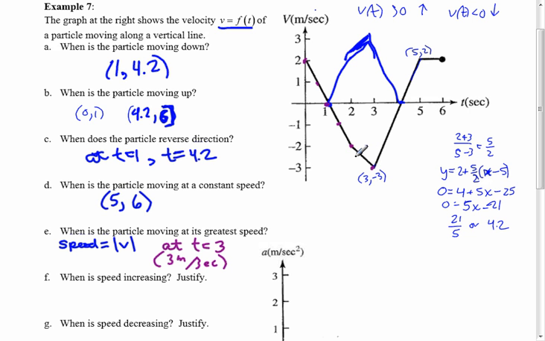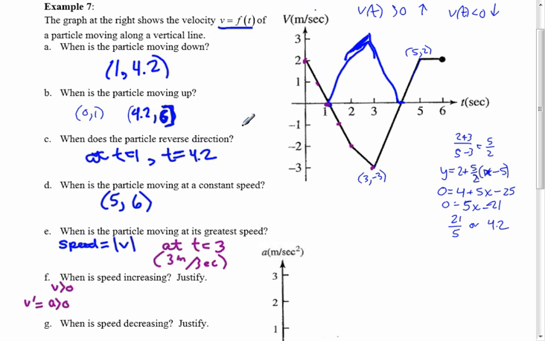When is speed increasing? So this is when we're talking about when the velocity is positive and acceleration is positive, or slope, remember, that's just v prime in t.